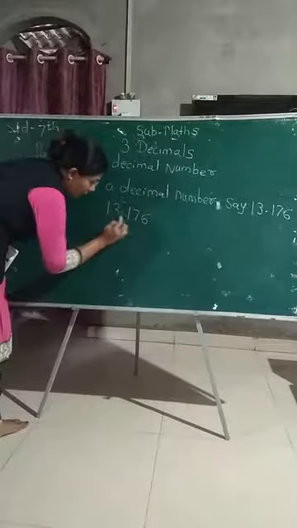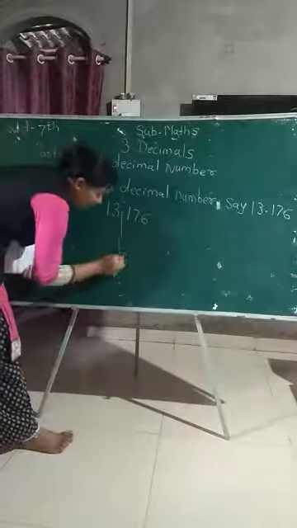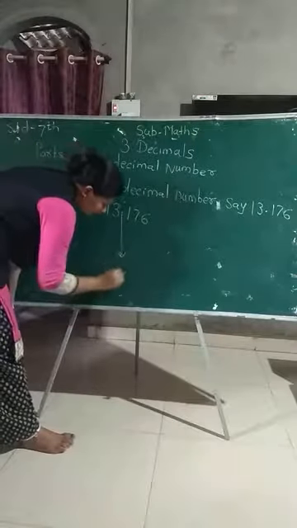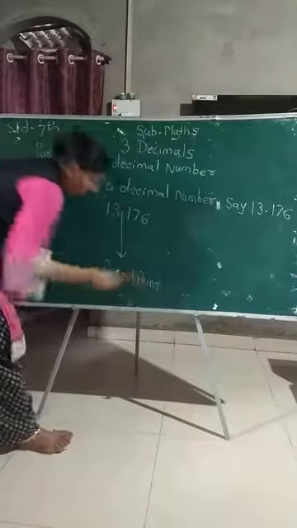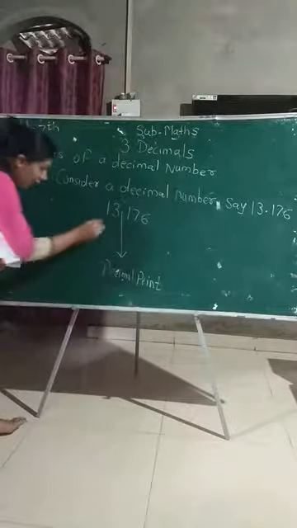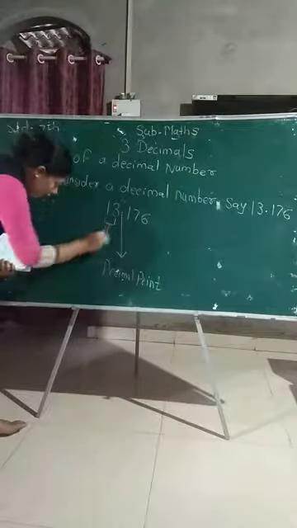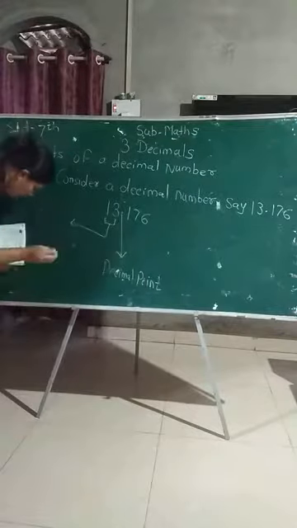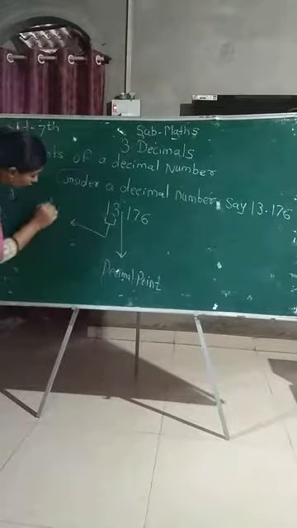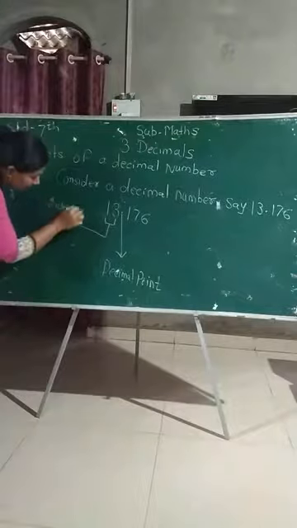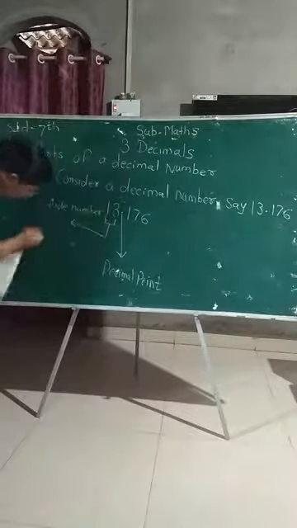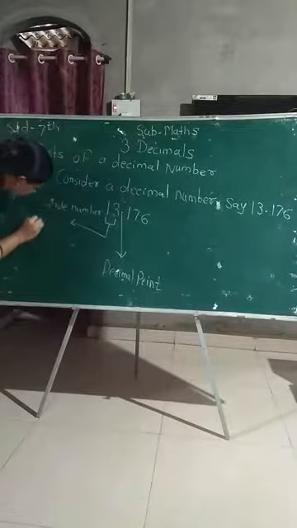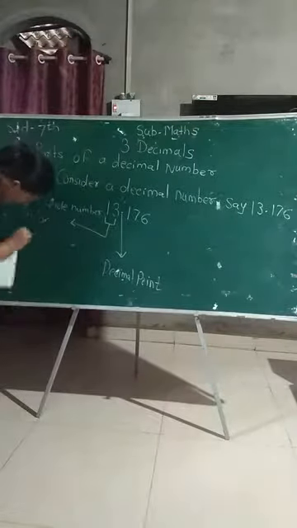this point is called decimal point. And this number before the decimal point is called whole number part or integer part.